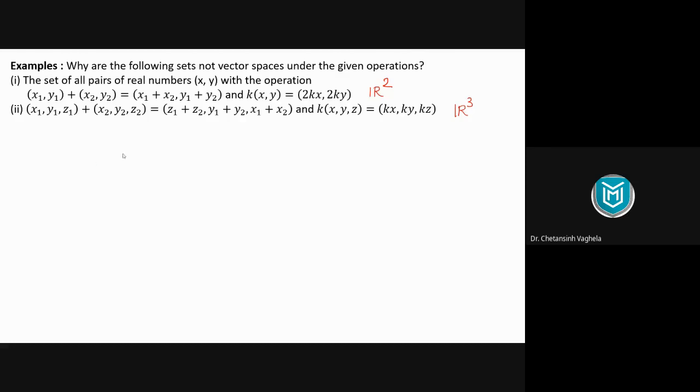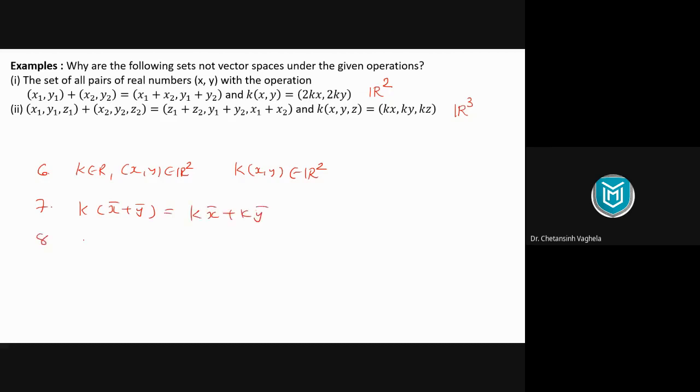Just for reference, I'm writing those conditions here. What was the first condition? That if k belongs to the real numbers set R, and if (x, y) belongs to R2, then k times (x, y) also belongs to the same set R2. That was your condition number 6. What was the 7th condition? k times (x bar plus y bar). I'm writing bar here for vectors.